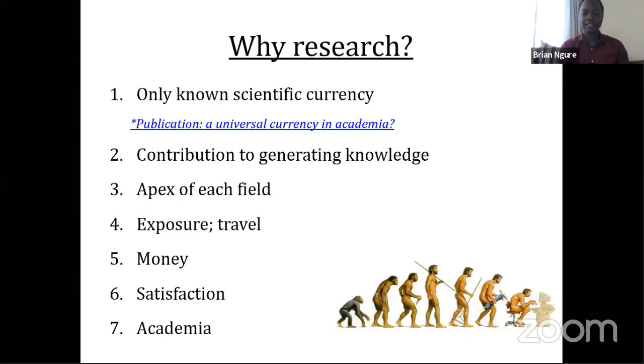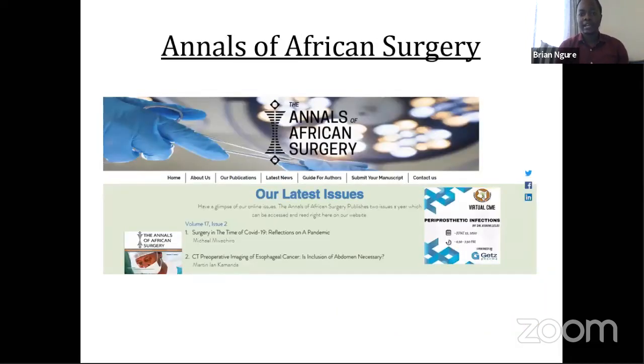Satisfaction as well. And if you want to progress in academia, then there's no way you're going to do that if you don't publish. I'll talk about 3 things just now. The first thing is the Annals of African Surgery. This is, as I said, a journal that is domiciled here in this country and basically publishes a lot of scientific work, mainly in surgery. I have had a chance to work for them, or be involved in their operations, since I was in my second or third year of medical school, that would be in 2012, about 8 years now. It's a place where I've been able to learn a lot in terms of the journey.